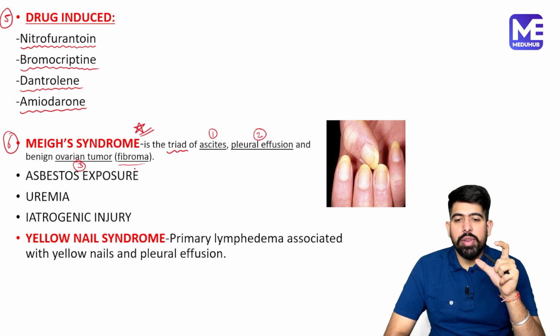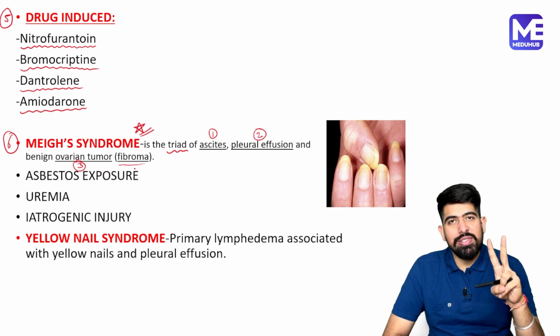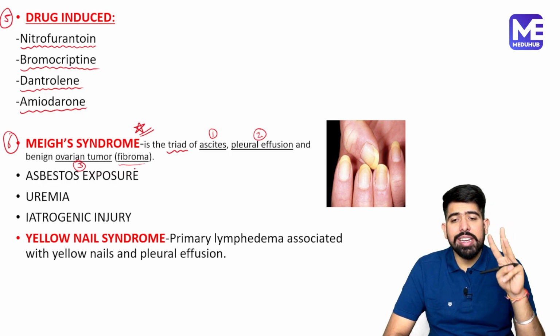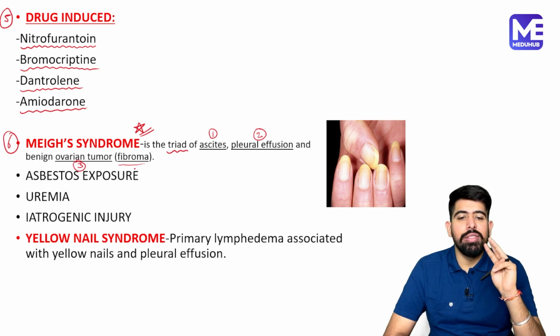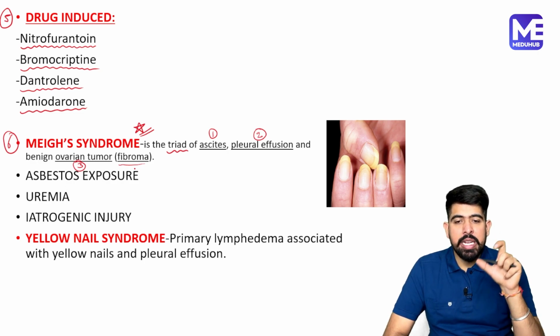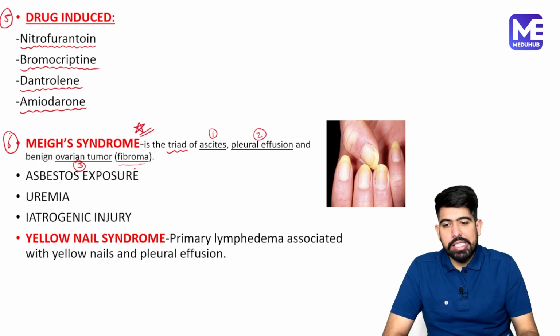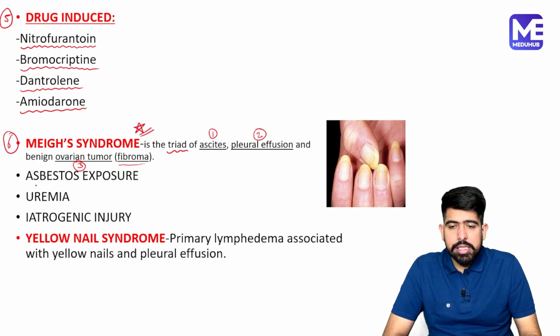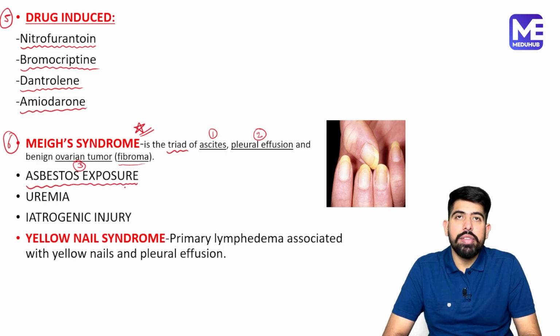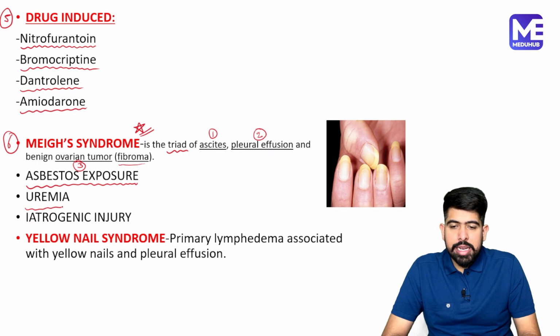In this syndrome, we have a triad: ascites will be there, pleural effusion will be there, and a benign ovarian tumor like fibroma will be there. So this is the syndrome where we can see the exudative type of pleural effusion. The next is asbestos exposure, where we are seeing the exudative type of pleural effusion. As you already know what asbestos is, right? And uremia can also cause pleural effusion.